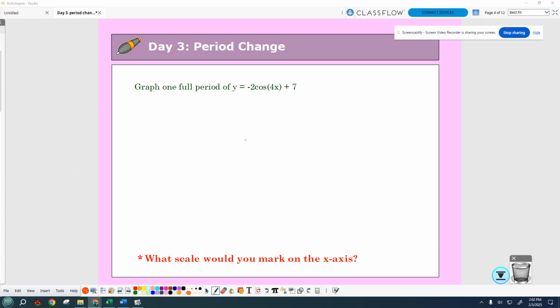In graphing this, first thing I would do is pull out all the information. So, Liffey, what's one piece of information I know about this curve? The amplitude is 2. Amplitude is 2, perfect. So the height of the wave is 2. Sienna, what else do I know? The midline is 7. Midline is y equals 7, okay?